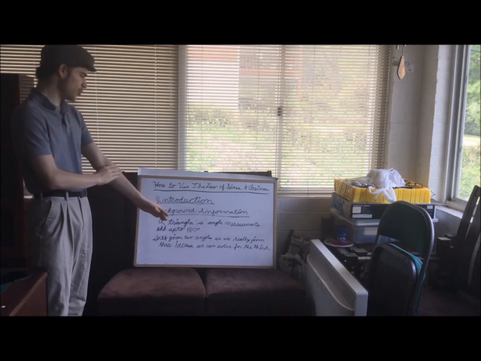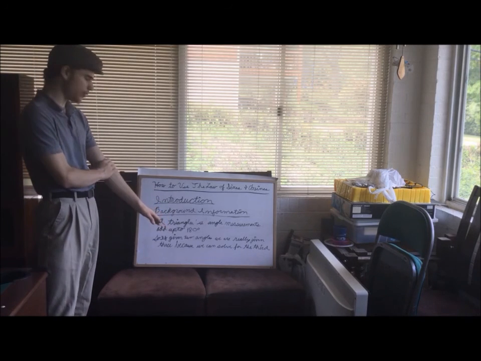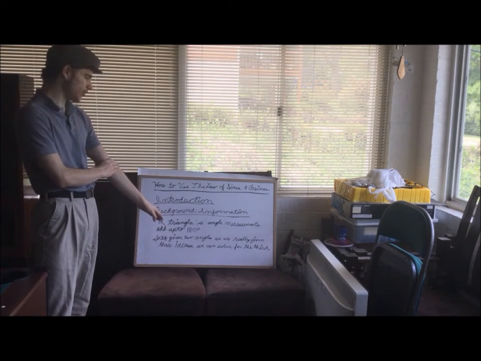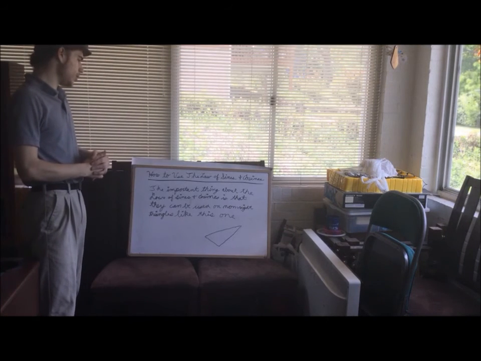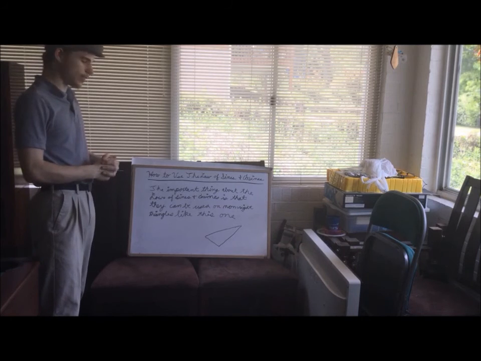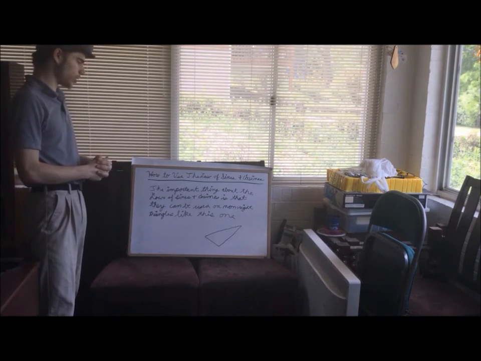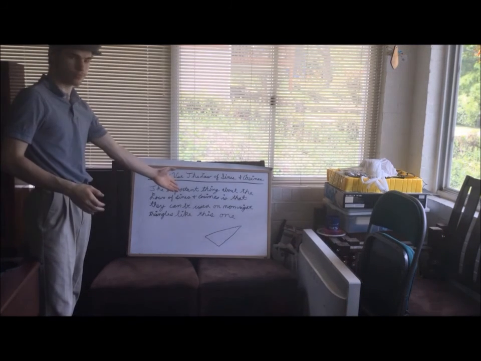Before we begin, there's just a tiny bit of background information we need to cover first, and that is a triangle's angle measurements add up to 180 degrees. So if we are given 2 angles, we are really given 3 because we can solve for the third. The important thing about the law of sines and cosines is that both of them can be used on triangles that are not right, like this one.